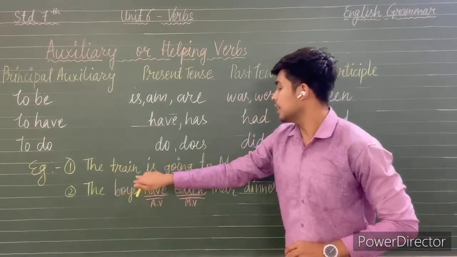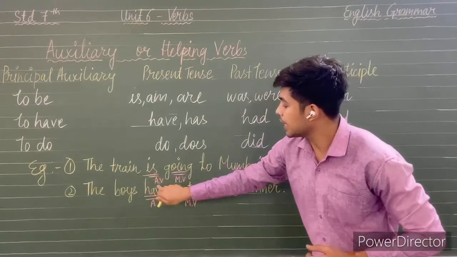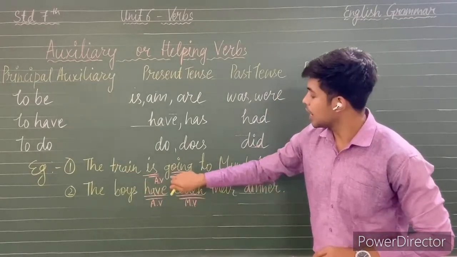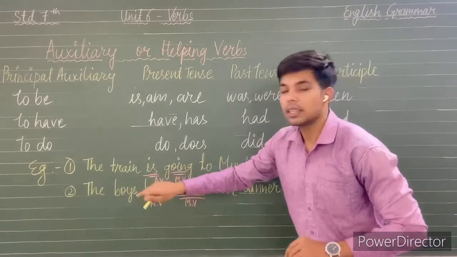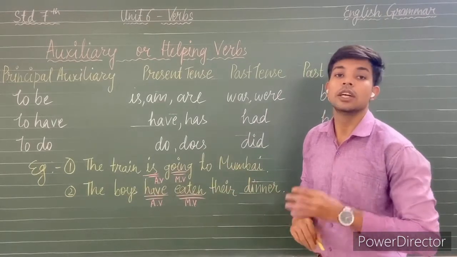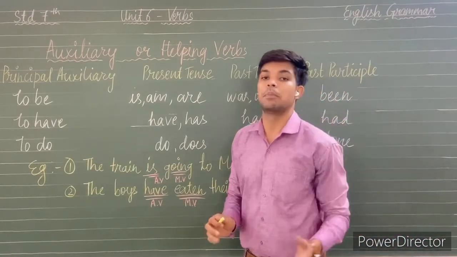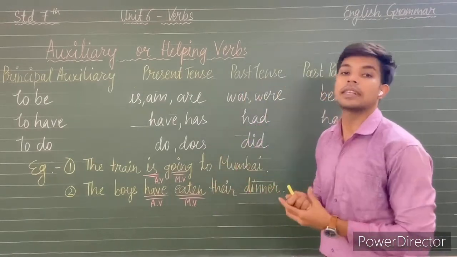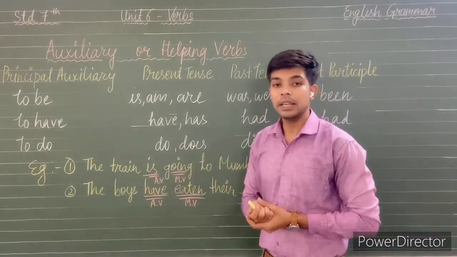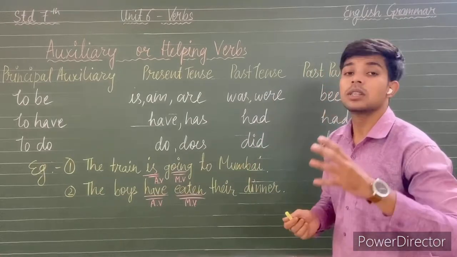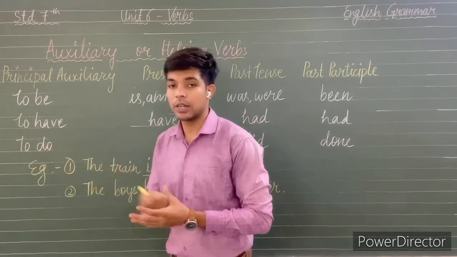The train is going to Mumbai. Here, is is acting as an auxiliary verb and going is the main verb of the sentence. Is is used in this sentence to help the going, to make it a present tense, to state the tense of the sentence. Auxiliary verbs are being used. So the principal auxiliary verbs are to be, to have and to do.